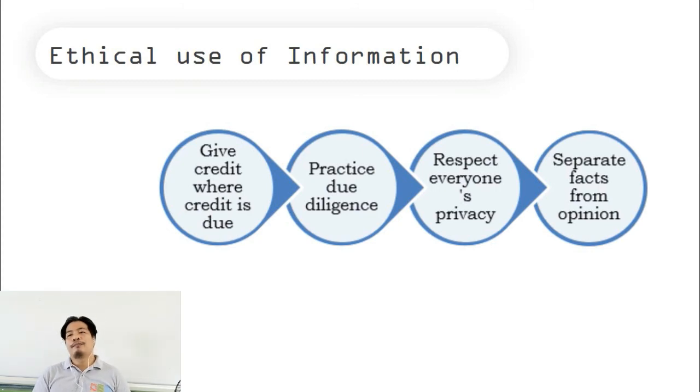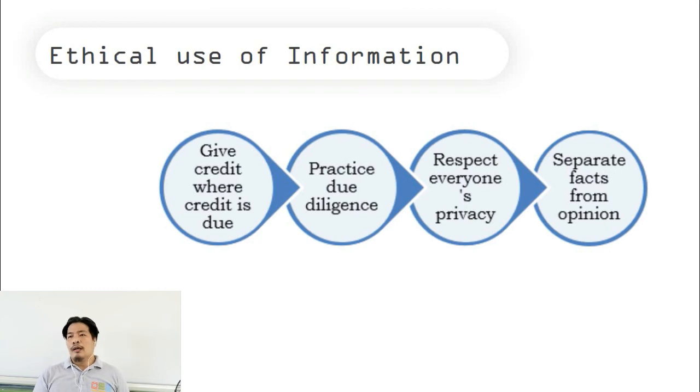Okay, number 4, separate facts from opinion. Everyone that has access to the internet can of course contribute to the web of information. It is critical that we identify which information is true, which are from personal beliefs and opinions of other individuals from the internet claiming that they're right without proper research.